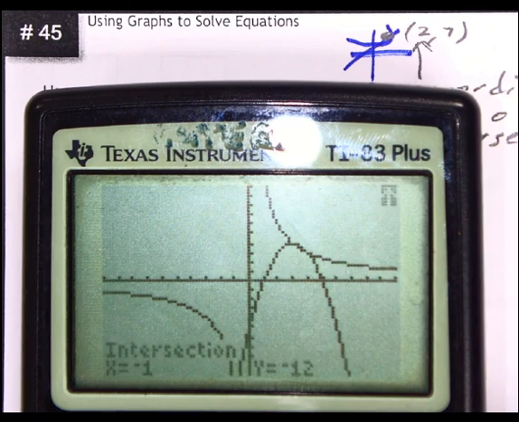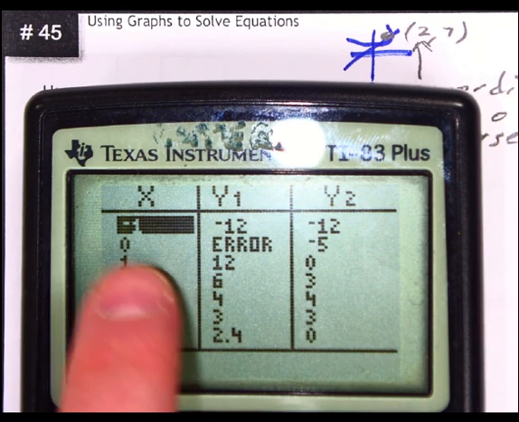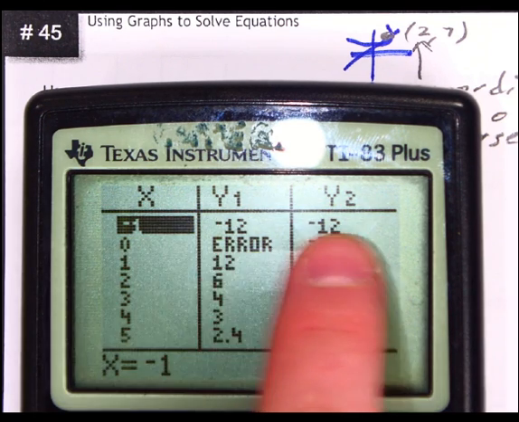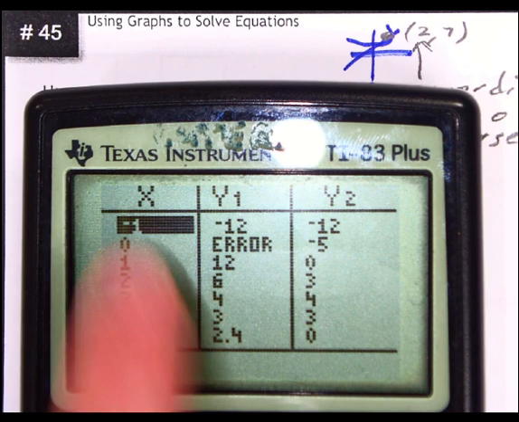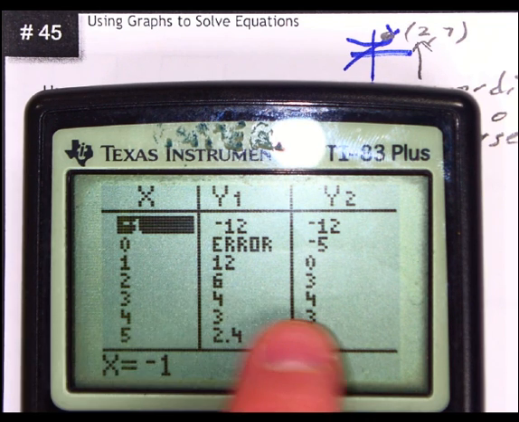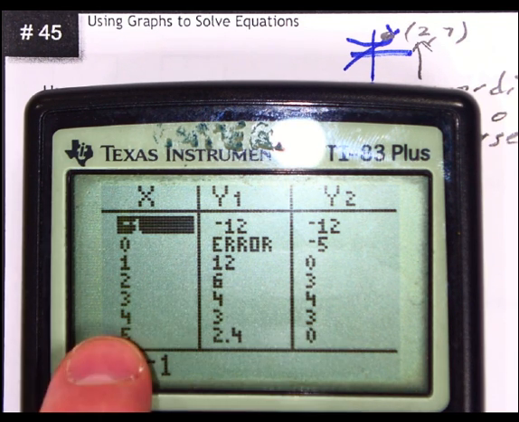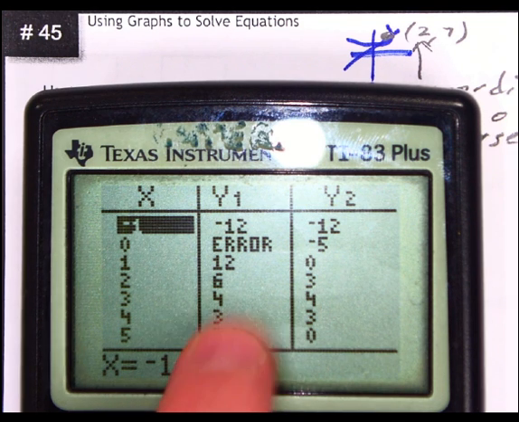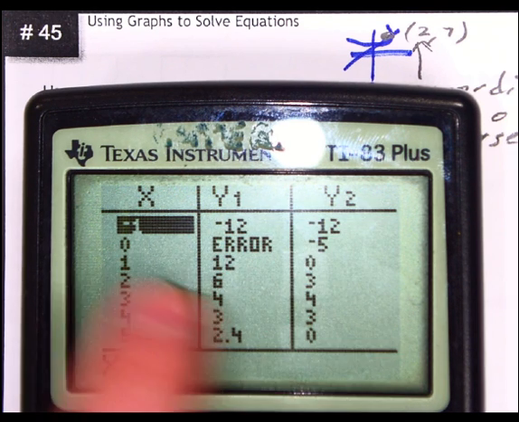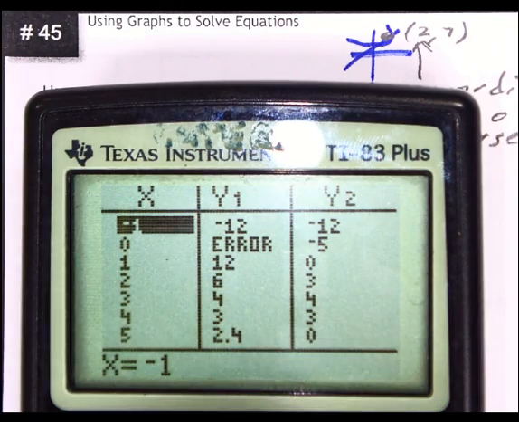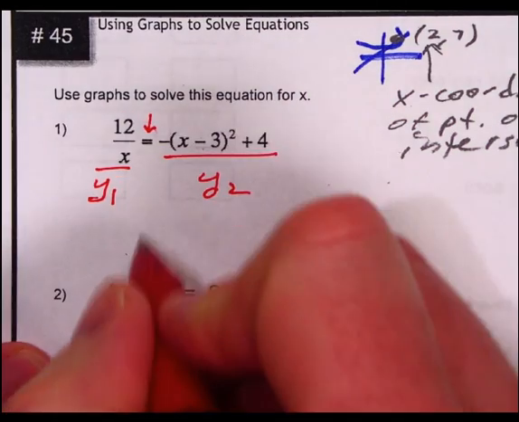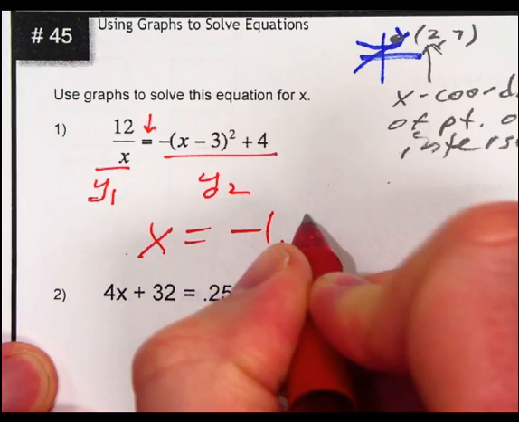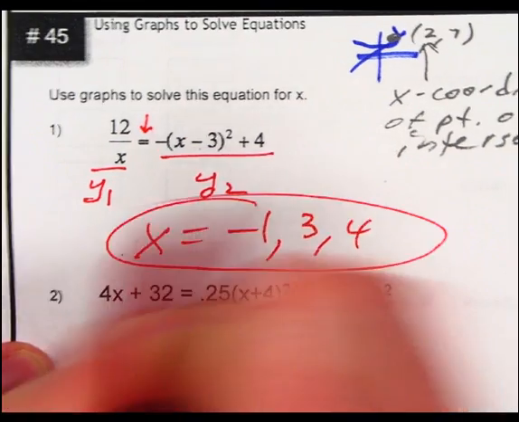Now if I go to the table, I can probably see the same thing. There's -1, and they both are 12, so that's an answer. There's 3, they both show me 4. There is 4, and they both show me 3. So when the y numbers match, the x values are what we want. -1, 3, and 4 are the answers to that question. So I just simply go x equals -1, 3, and 4, and those are the proper answers.